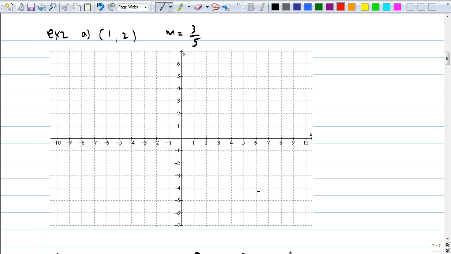Yes, Josh? Yeah, because the line could be anywhere. There are infinitely many lines that have a slope of 3/5, right? You don't know where to start. So you have to have a point to graph a line. Okay, go ahead. Everybody sketch this line. I'll wait, okay?